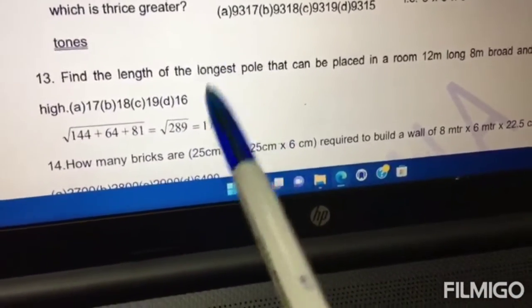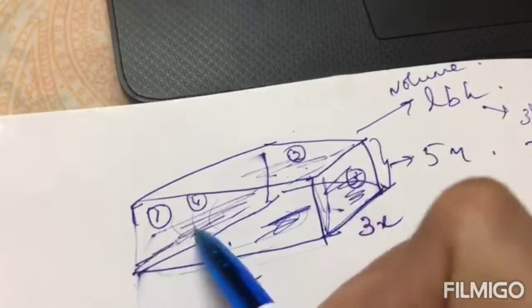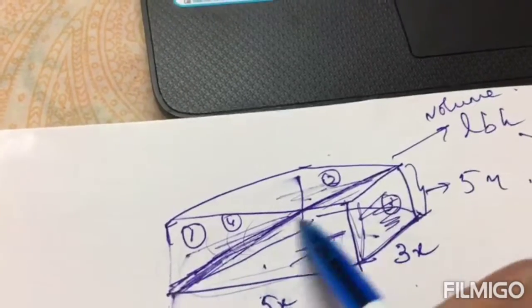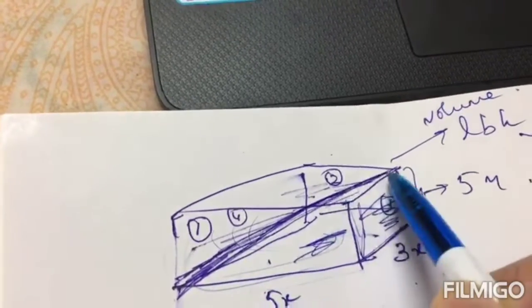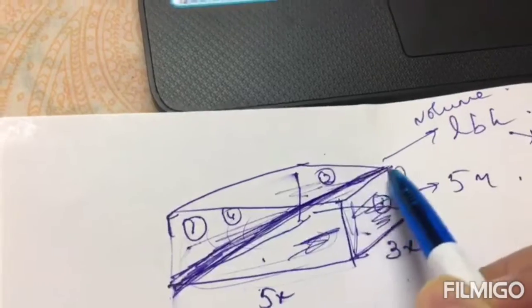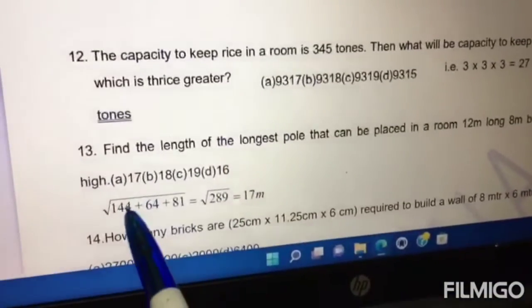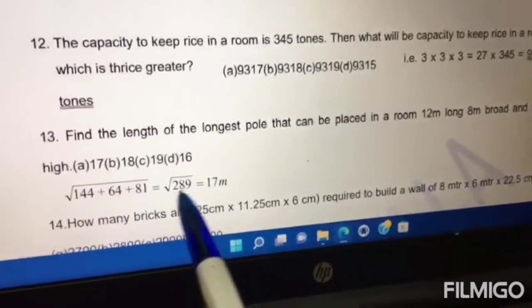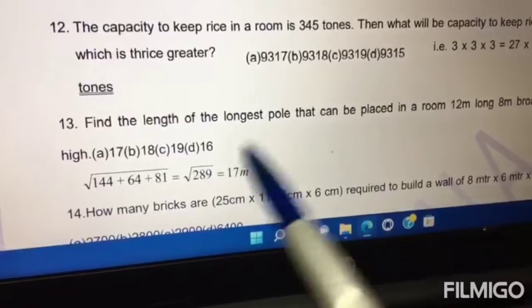The longest pole will always be the diagonal. The diagonal is nothing but this. Say I'm just drawing one line here. This, okay? That is the longest pole or the longest line or the longest distance in a rectangular room or cuboid. So it will be the square root of length square plus breadth square, which is 8 square, plus height square. That will give us 17 meters.